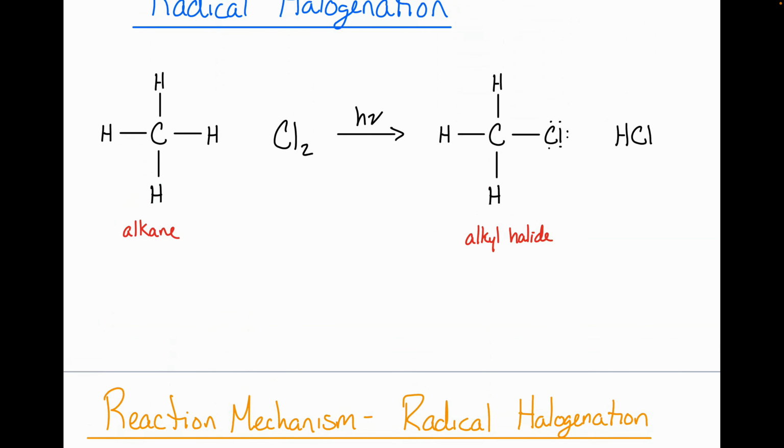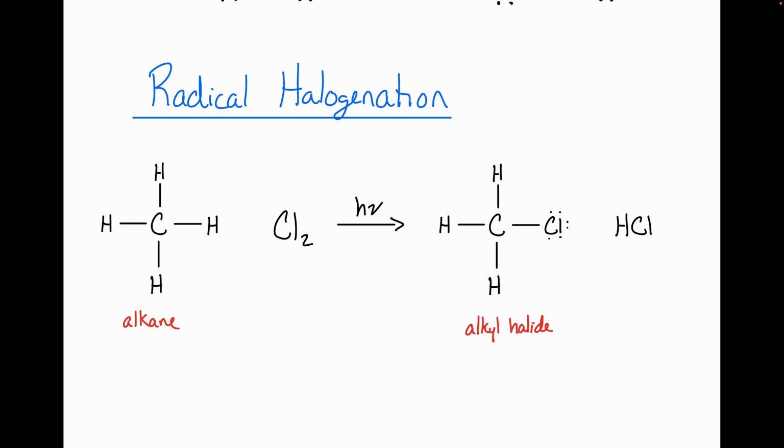Cool. All right, so in terms of our radical halogenation, we're taking an alkane, reacting it with a halogen under those homolytic cleavage conditions to create an alkyl halide here. So that's easy enough when we're talking about methane, but what about when we get to more complicated molecules?